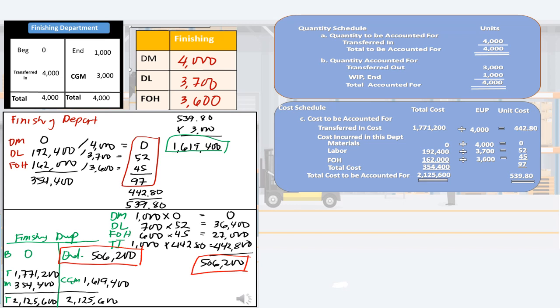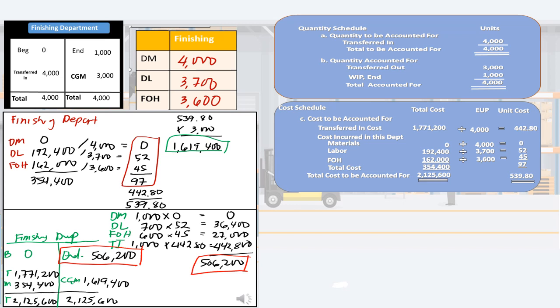So ang total unit cost na na-incur pa natin sa department na to is 97. So dahil process costing yan, accumulating yung unit cost, i-add mo lang yung prior department, which is 442.80 plus 97. So magiging final cost natin will be 539.80 per unit. Then yung total cost to be accounted for natin ay 2,125,600.